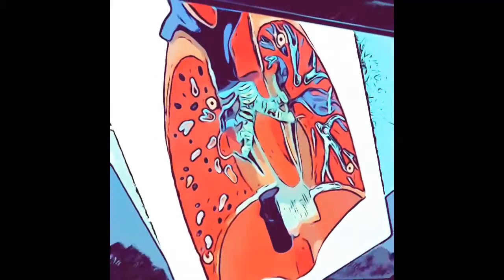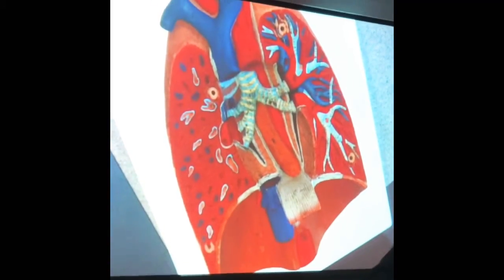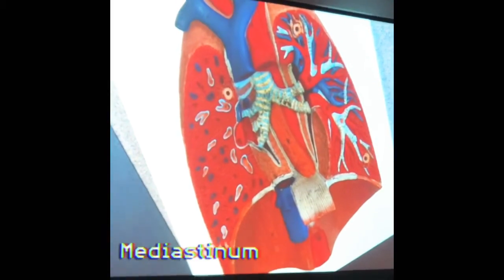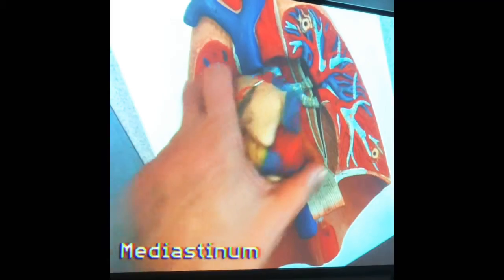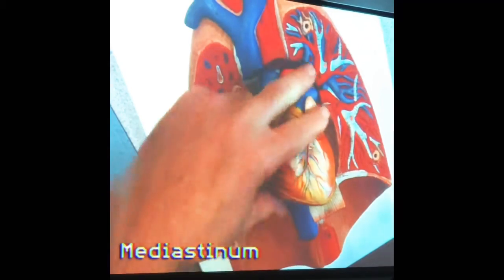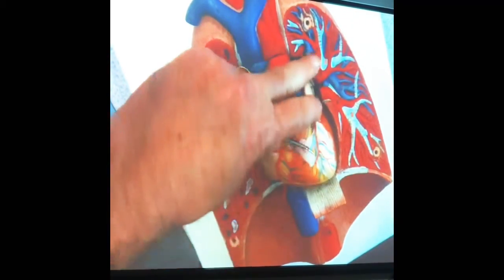So here's the lungs. Oh, I should probably take the pieces too. The region between the lungs is called the mediastinum. The main organ in the mediastinum is the heart.